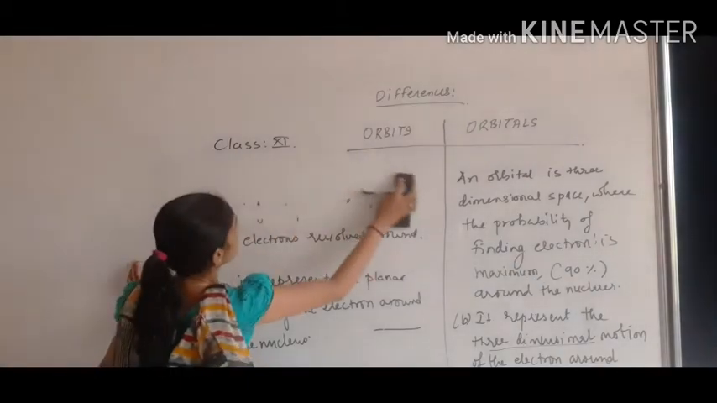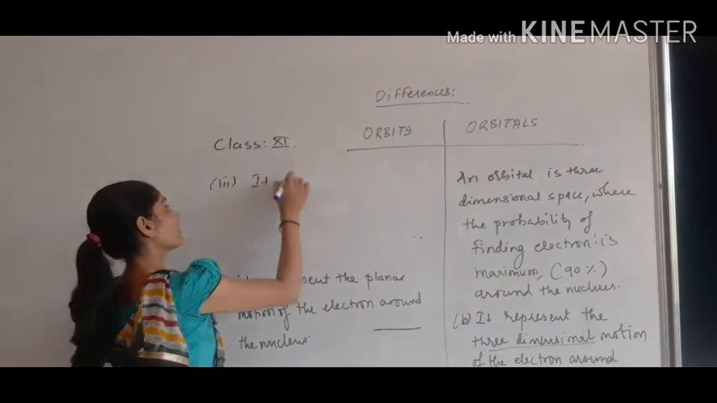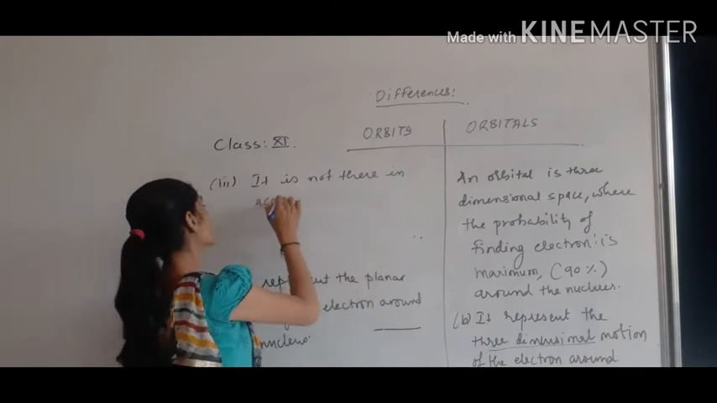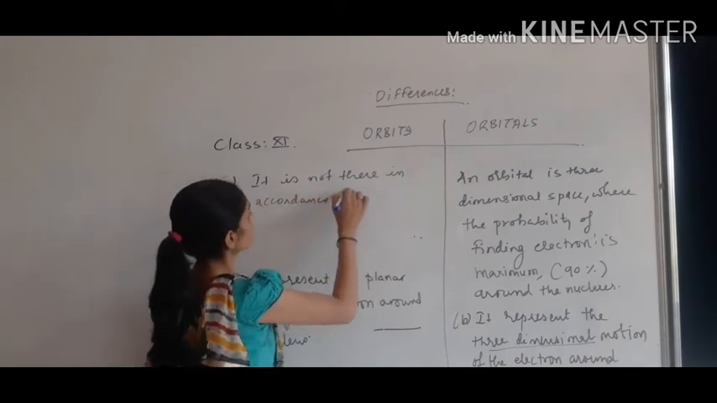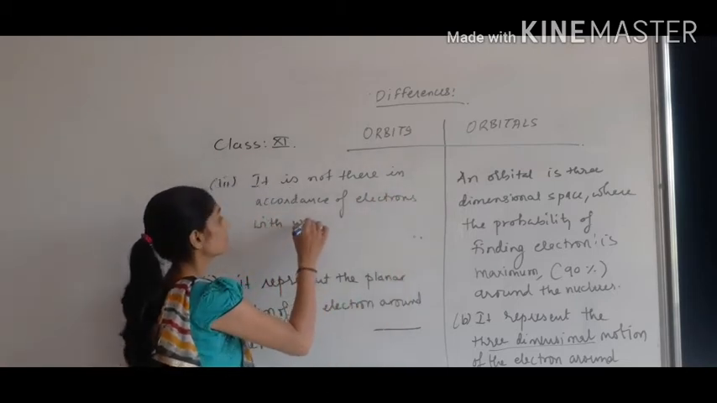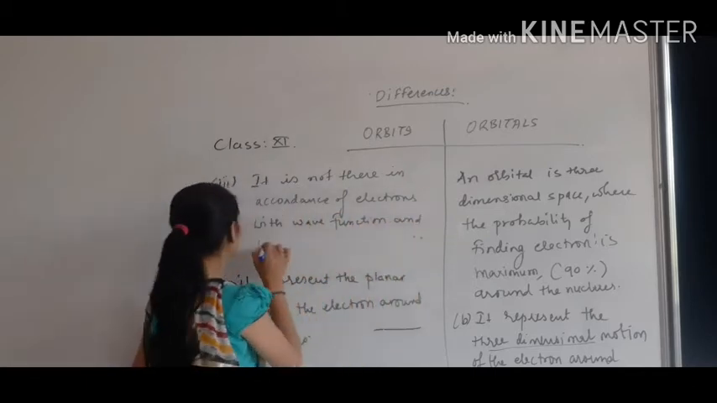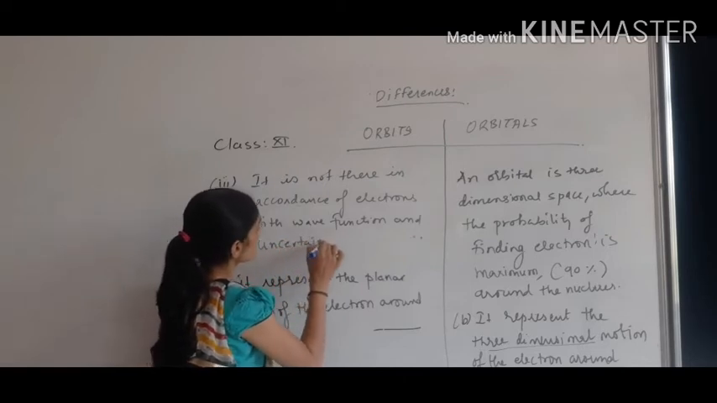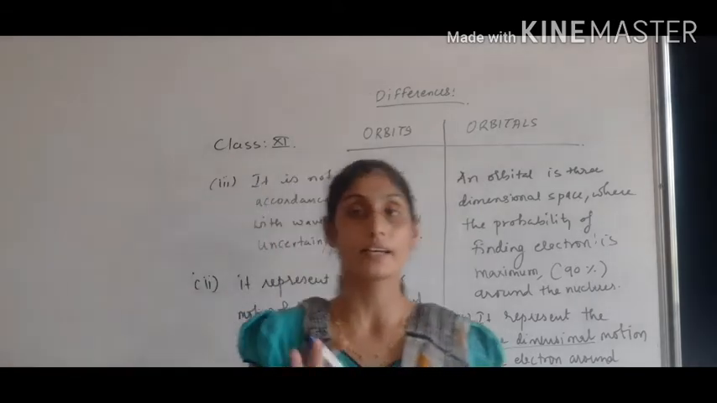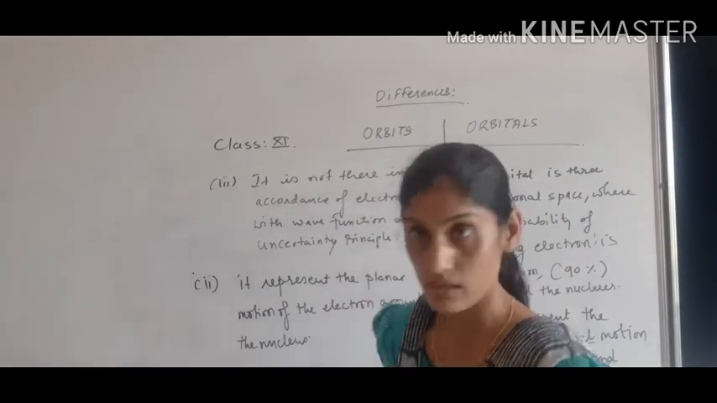Now the third point: an orbit is not in accordance with the wave function theory and the uncertainty principle. It has no connection with the wave function or the uncertainty principle given by Heisenberg that we have learned.